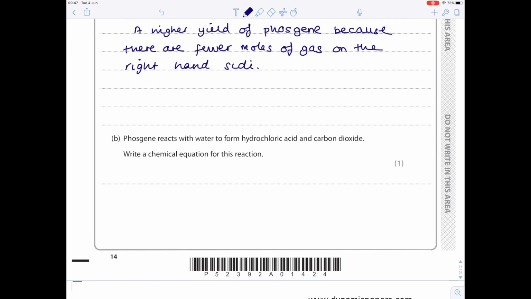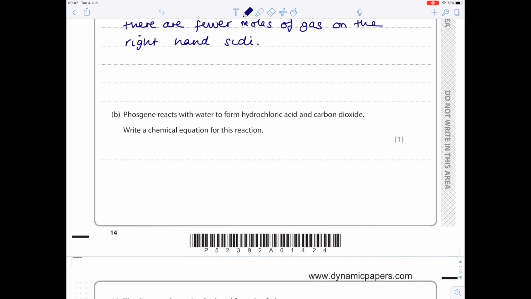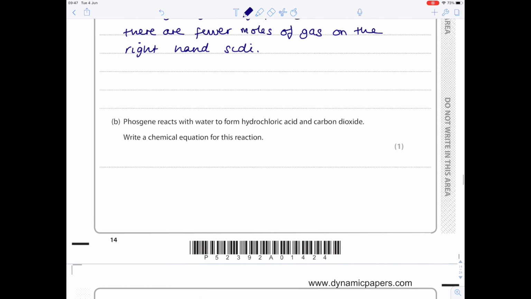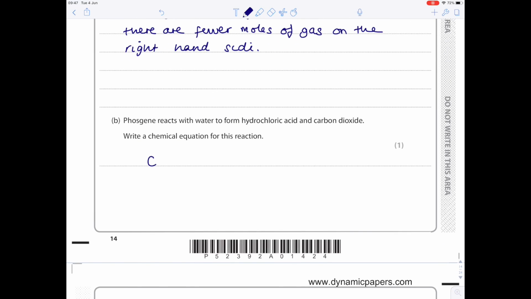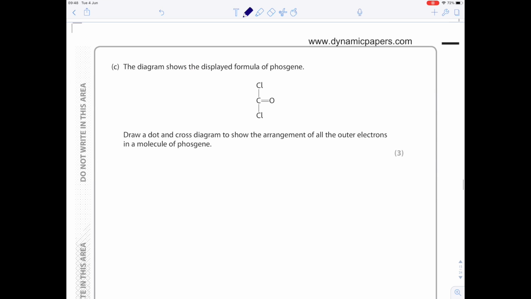Phosgene reacts with water to form hydrochloric acid and carbon dioxide. Write a chemical equation for this reaction. Let's double check the formula of phosgene. COCl2. So I've got the formula from above. It's reacting with water and we're forming hydrochloric acid. Learn the formula of all your acids and carbon dioxide. Let's double check now. No, there aren't enough chlorines on this side. Have another look. We've got 2 oxygens on the left-hand side, 2 on the right. Everything else is balanced. Perfect.